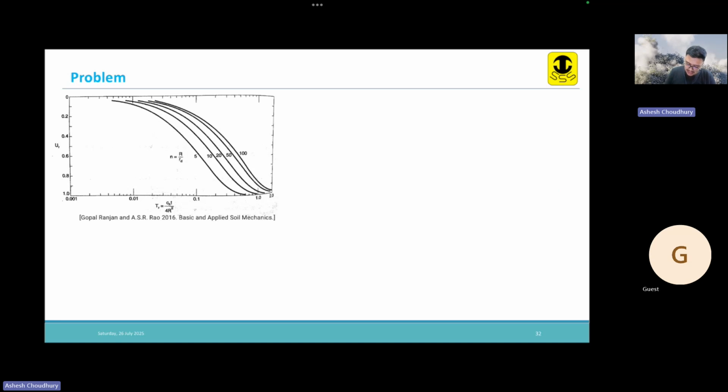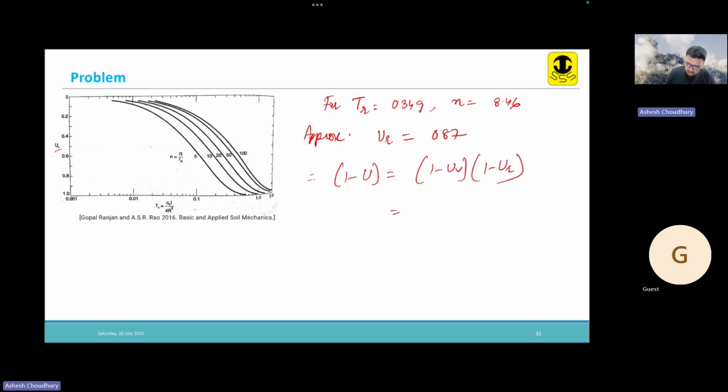Now, as I said, this TR is related to this UR, that is the radial degree of consolidation. So we can directly get this from this chart. For R equal to 0.349, N we got 8.46. So approximately, we have UR as 0.87. Therefore, 1 minus U is (1 minus UV) times (1 minus UR). So we got the vertical degree of consolidation as 17%, the radial as 87%.